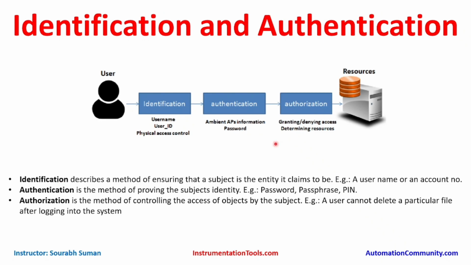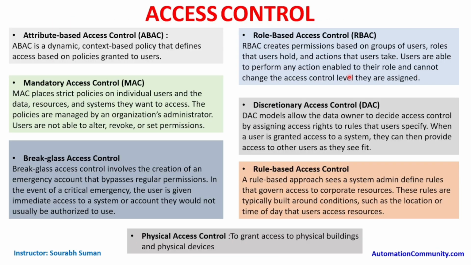Now let's go back to this part. These are the types of access control. First is attribute based access control. ABAC is a dynamic, context based policy that defines access based on the policy granted to the user. So if some attribute of some system is there, that will be defined in the policy and access will be granted to the user.